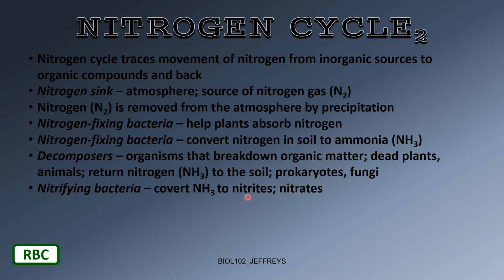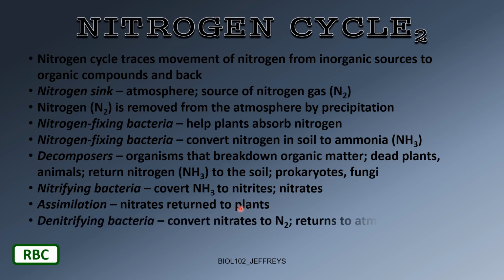Ammonia is not useful, nitrites are not useful, nitrates are useful. So nitrifying bacteria convert eventually ammonia to nitrates. That's called nitrification. Assimilation is where some of those nitrates get returned to the plants, get absorbed through the plant roots to further provide nutrient to growing plants. That's called assimilation. And then denitrifying bacteria convert the rest of the nitrates into nitrogen gas, which returns to the sink. That's the nitrogen cycle.